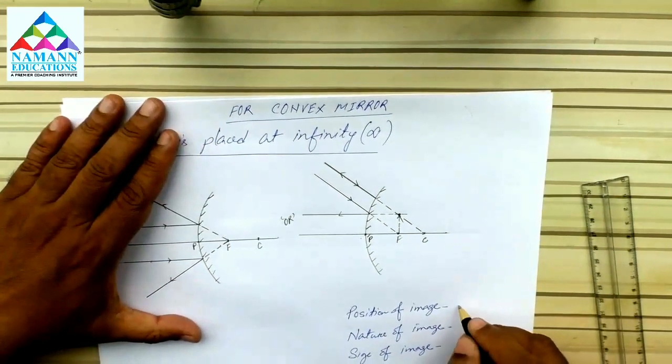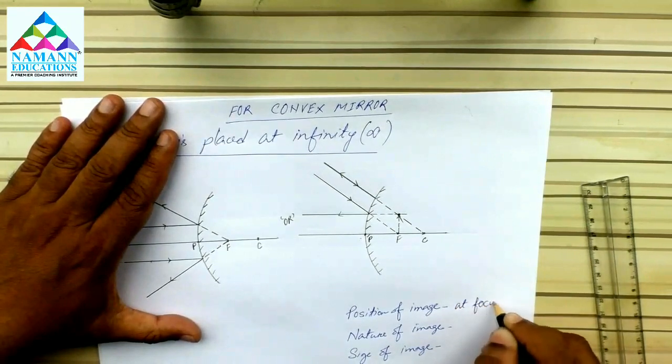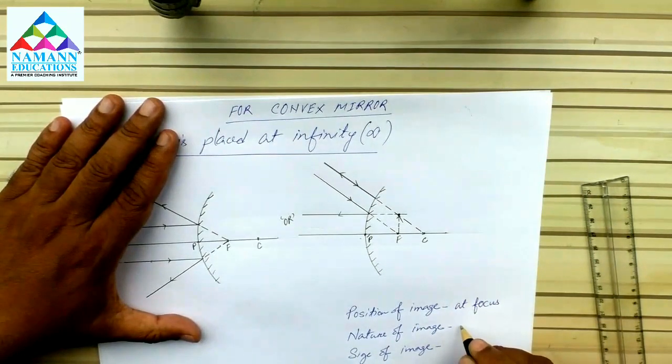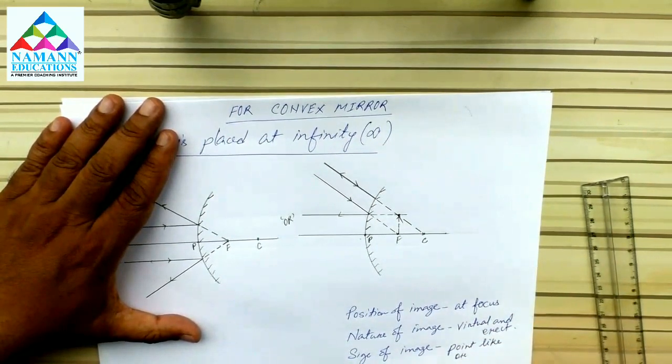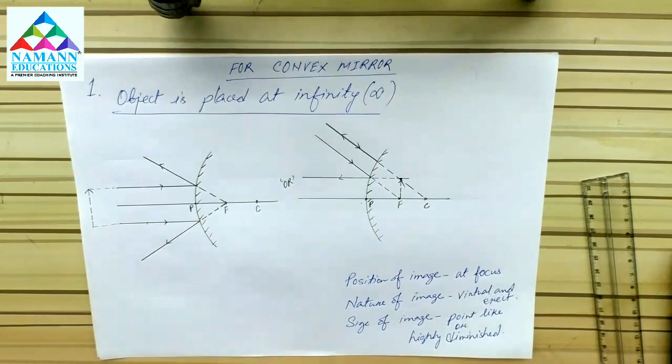at focus, nature of image is virtual and erect. And what about the size of image? Size of image is point-like, or we can say highly diminished. Point-like or highly diminished. So first diagram for convex mirror, object is placed at infinity, image is formed at focus, nature of the image virtual erect, size of the image point-like or highly diminished.